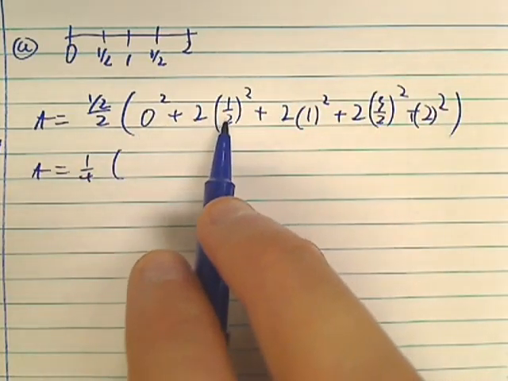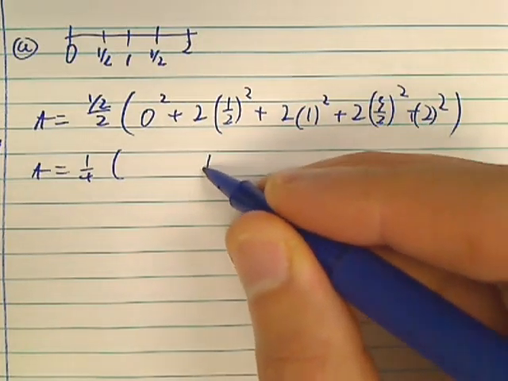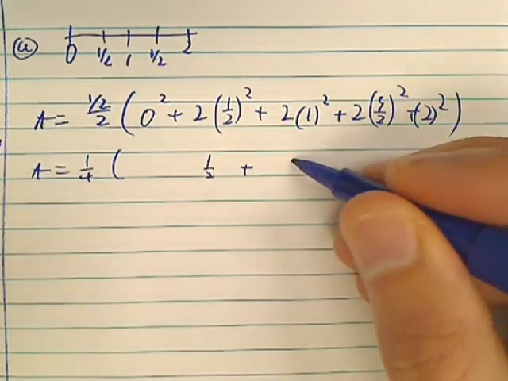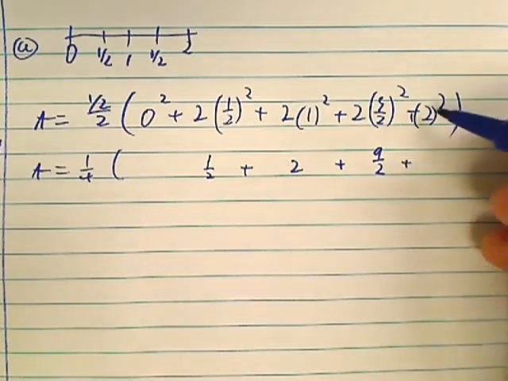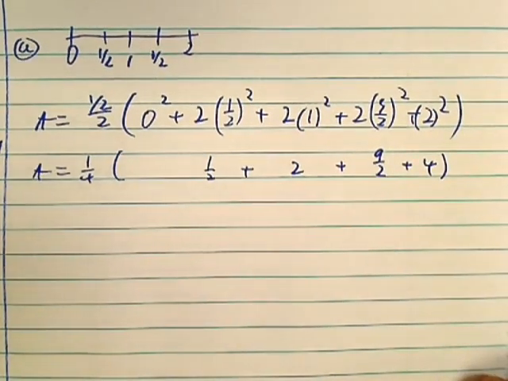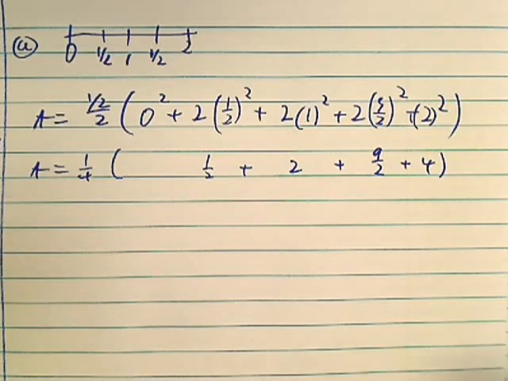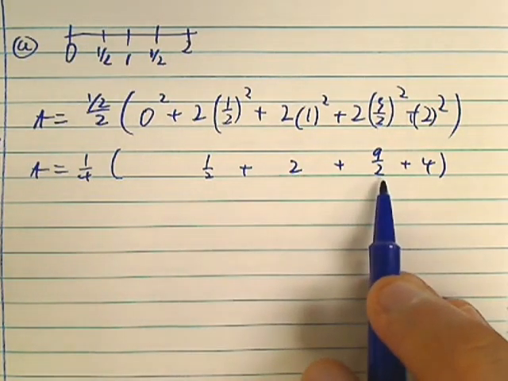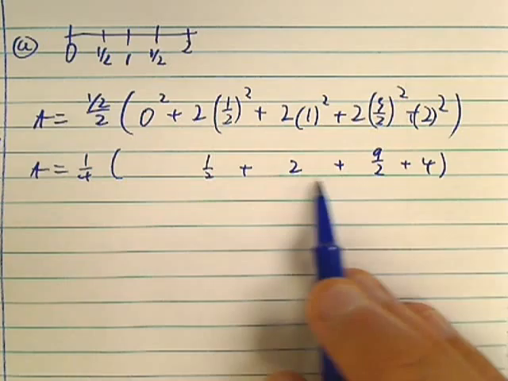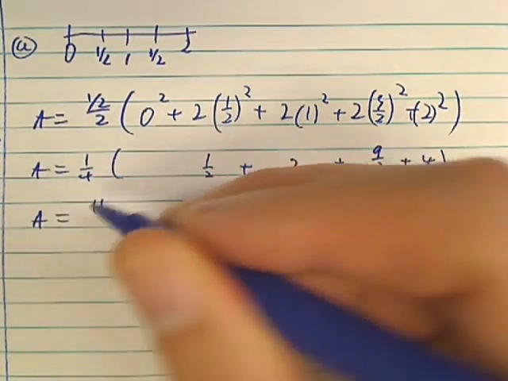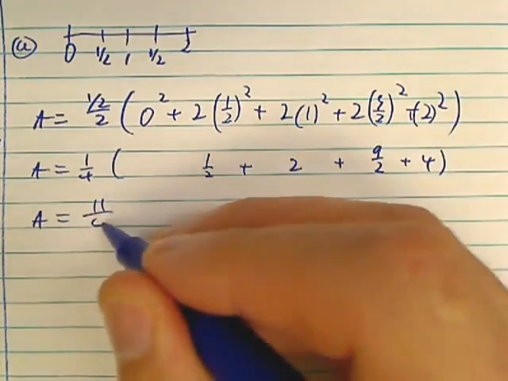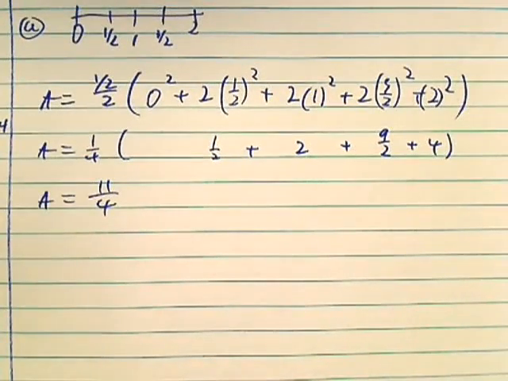0 squared is 0. 1 half squared is 1/4 times 2 is 1 half. That'll just be 2. 3 halves squared, that'll be 9 over 4, times 2, that'll be 9 over 2, plus 4 at the end there. Okay, 1 half and 9 halves is 10 halves. That's 5, 6, 7, 8, 9, 10, 11. So that'd be 11/4 for the area. Okay, that was part A.